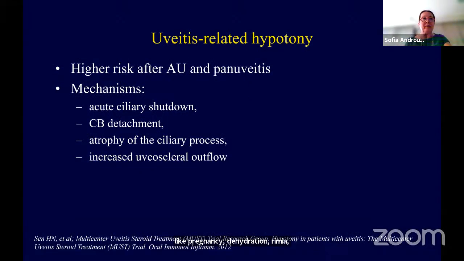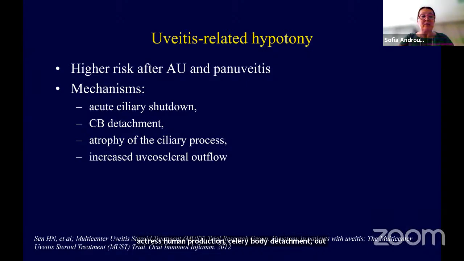Uveitis-induced ocular hypotony is reported to occur after anterior uveitis, non-infectious anterior uveitis, or panuveitis. The risk of ocular hypotony is higher after anterior uveitis and panuveitis. A diversity of mechanisms are responsible for the ocular hypotony, and these include but are not limited to acute ciliary shutdown, leading to decreased aqueous humor production, ciliary body detachment, atrophy of the ciliary processes, or increased uveoscleral outflow.